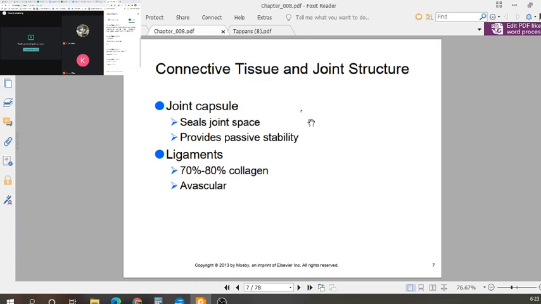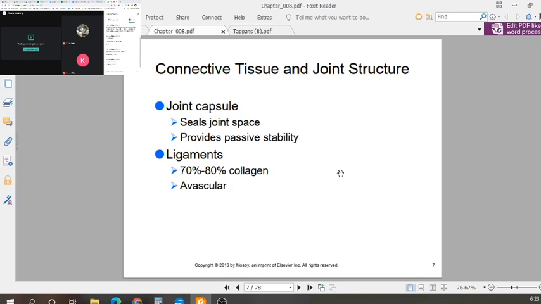Ligaments are made up of 70 to 80% collagen, noted there at the bottom of 237. And that allows them to have some flexibility because they are 20 to 30% elastin, but not as much as some other connective tissue.